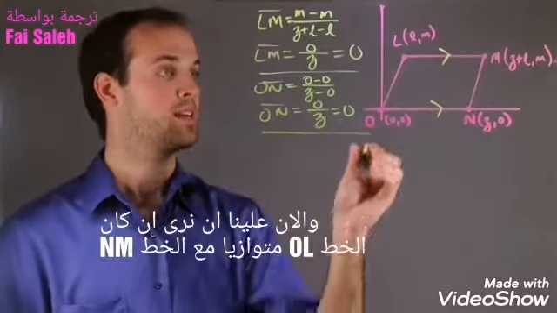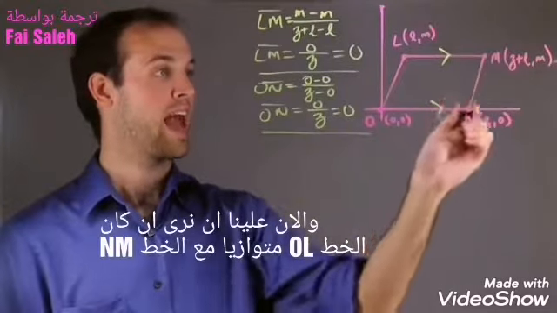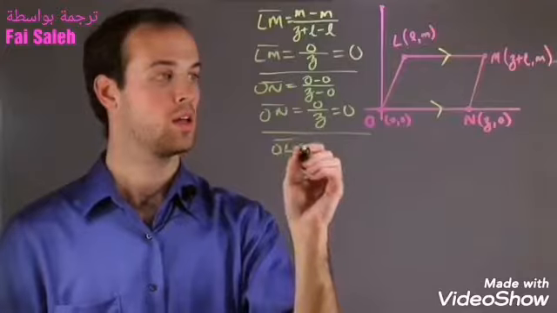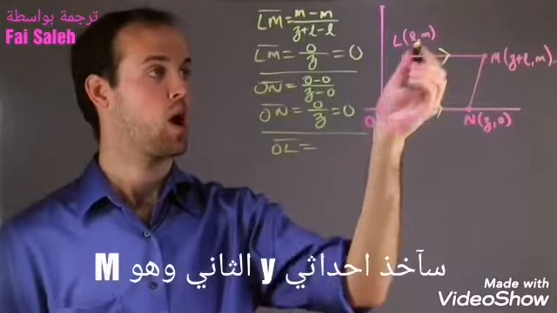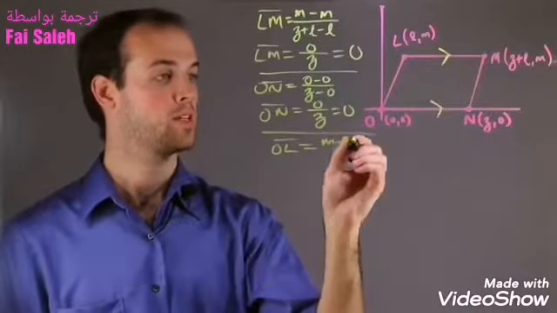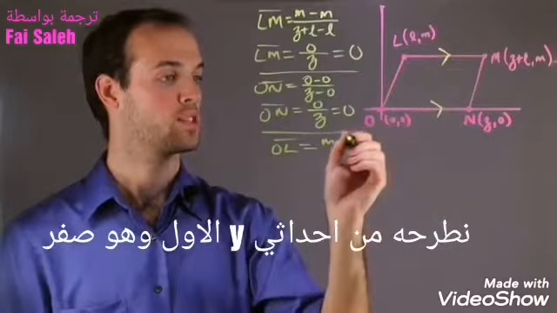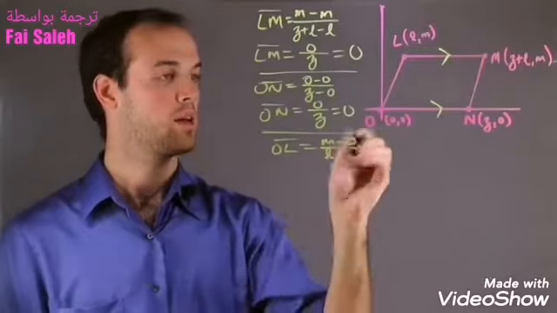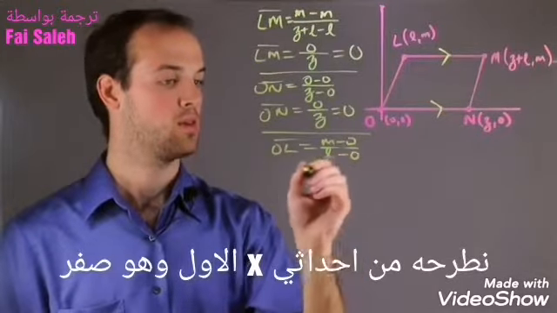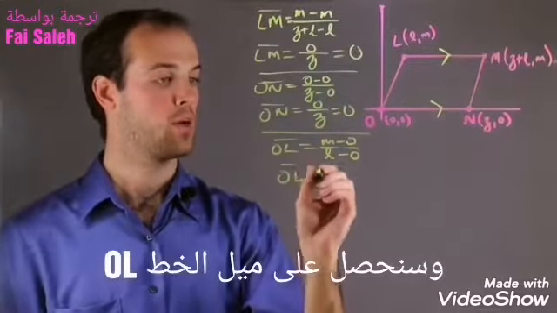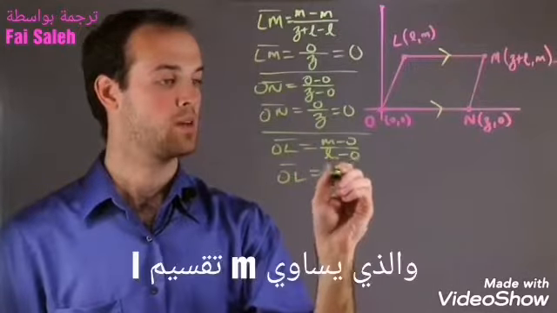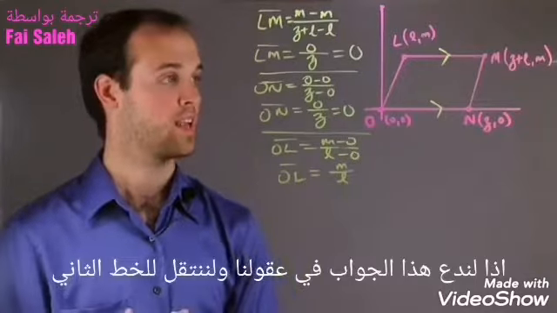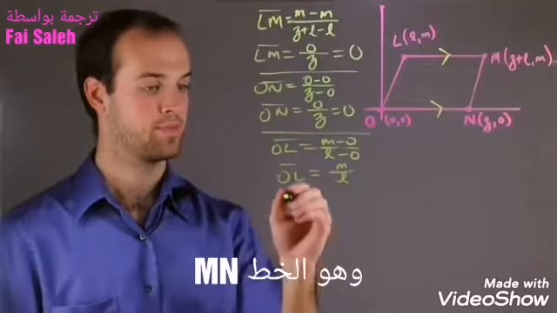Now we want to see if OL is parallel to NM. So let's take a look. Again, I want to take the second y-coordinate, which is M, subtract the first y-coordinate, which is 0, and then I want to take the second x-coordinate, L, minus the first x-coordinate, 0, and I get that the slope of OL is equal to M over L. So let's keep that in mind and move on to our next line, which is MN.